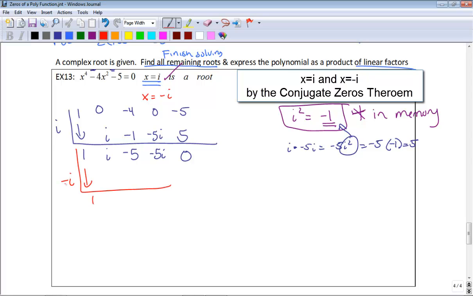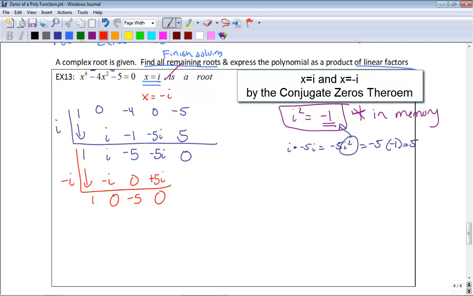-i. Bring down my 1. -i times 1 is -i. i plus -i cancels. -i times 0 is 0. Bring down my -5. -i times -5 is +5i. Add down, I get 0.